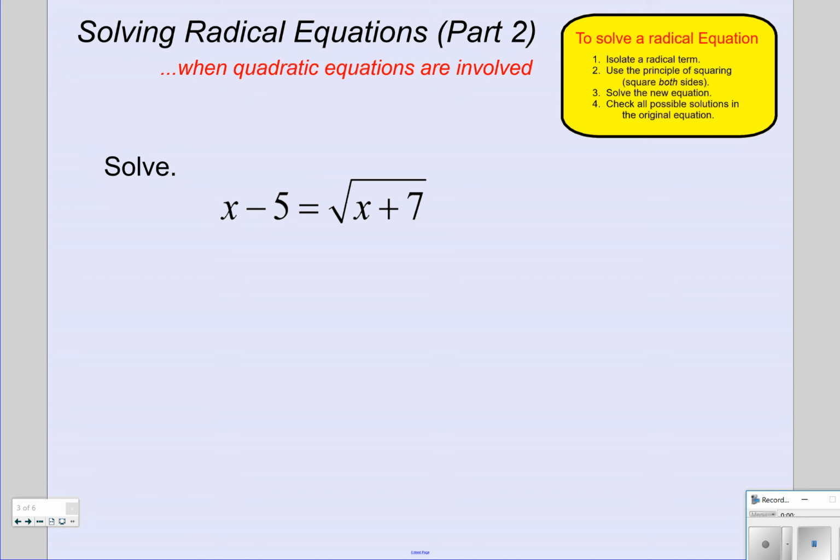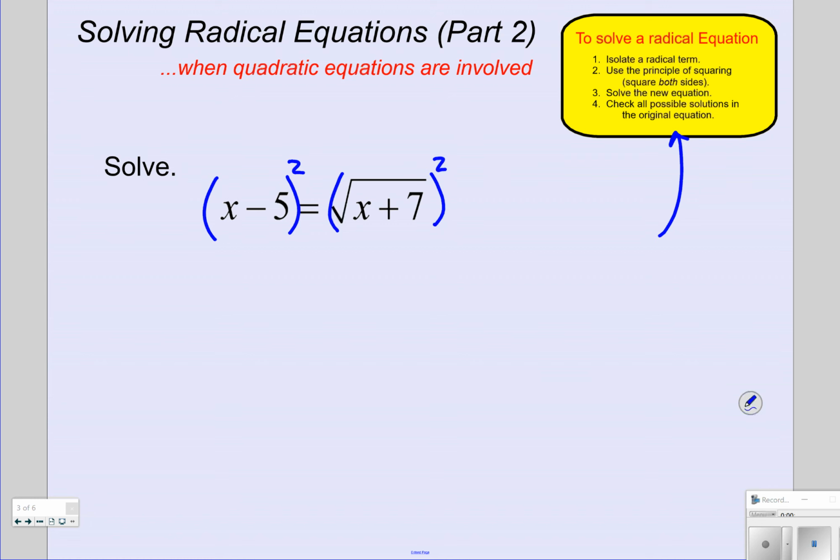We remember that our steps are the same steps that we discussed in the previous video of how to solve a radical equation. So let's first make sure our radical term is isolated, which it is because it's located right there on its own side of the equal sign. And then step 2, we'll want to do the principle of squaring. So I'm going to square the left side of the equation and then square the right side of the equation.